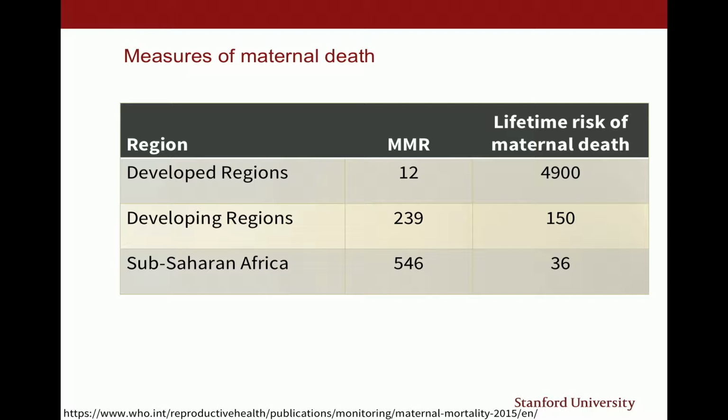So what are those numbers broken down to regions? In developed regions, the maternal mortality ratio is in the ballpark of 12 on average across all countries, meaning 12 deaths per 100,000 live births. And the lifetime risk of death is in the ballpark of 1 in 5,000 in developed countries. Again, this ranges enormously if we break that down by individual countries. In developing countries, this is particularly notably different, with a much higher maternal mortality ratio and a much higher lifetime risk of maternal death.